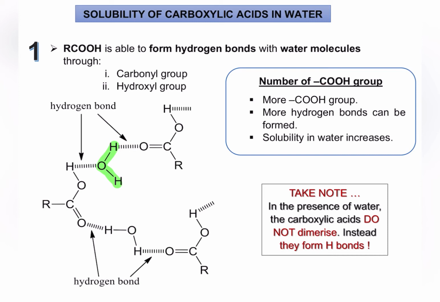When you have a higher number of carboxyl groups in your molecule, it can form more hydrogen bonds with water molecules, making the solubility in water increase. So if you have different structures of carboxylic acid, you have to look at how many carboxyl groups are in that structure, and if you have more than one, of course it can form more than one hydrogen bond. That's why the term "more" is very important to emphasize in your explanation.